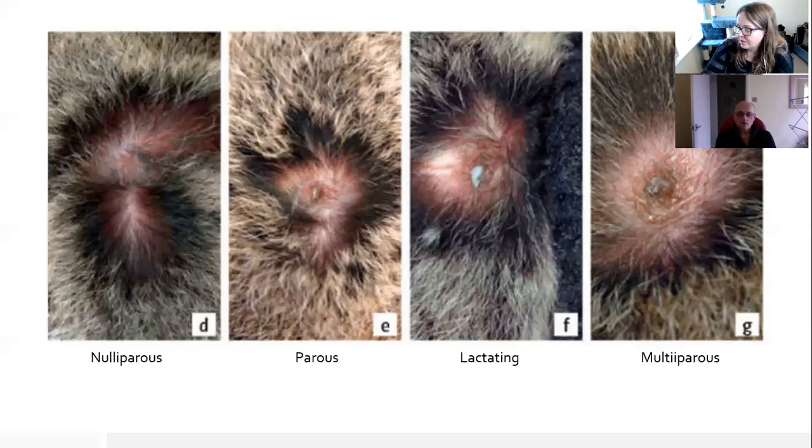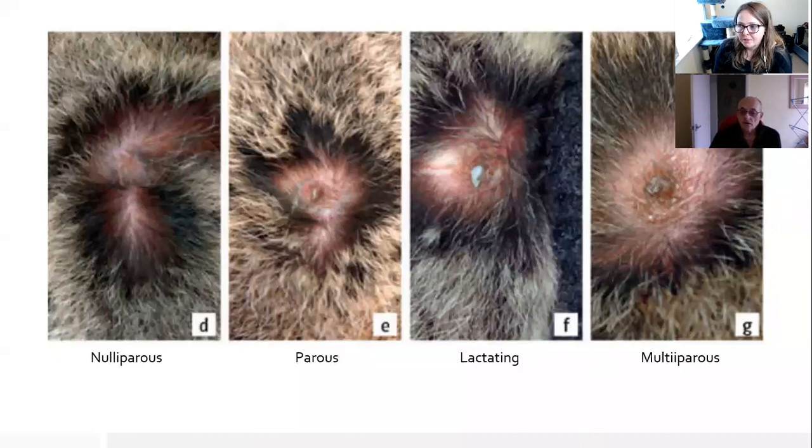Okay, Becky has just posted some stuff in the chat if you want to have a look at her way that she remembers it. It's worth noting as well that at the start of the year, it can be harder to tell because the fur does grow back a bit. Yeah, indeed.